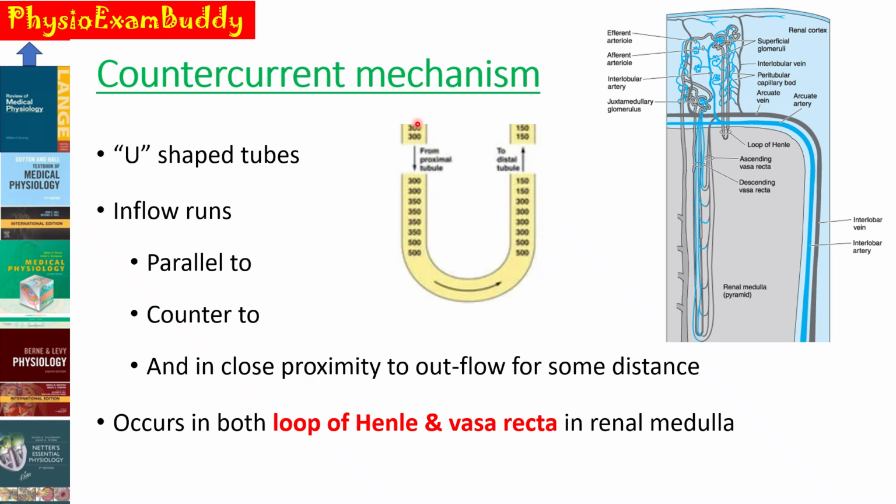So the inflow of the fluid occurs through this limb and it occurs parallel to the outflow as well as counter to the outflow. That is, here inflow flows in this direction whereas outflow flows in the opposite direction. And these two limbs should be in close proximity. That is, the inflow should be in close proximity to the outflow at least for some distance. And in case of renal medulla, this occurs both in the loop of Henle as well as in the vasa recta.